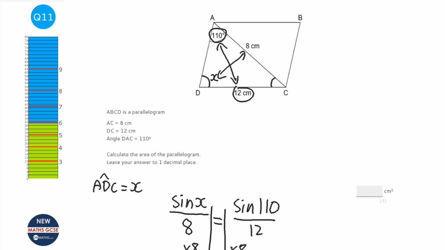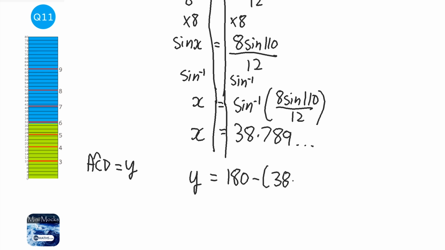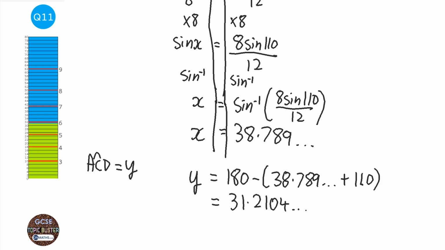Now I want to keep the accuracy if I can, so I'm going to keep that in my calculator. And then what I'm going to do is add that to the 110 to work out what this angle here is. And I'm going to call that y, so what is this, ACD. So I'm going to tell the examiner that ACD I'm going to call y, just to make it a bit easier. So y equals 180 take away 38.789 and so on plus 110. So I'm going to add 110 to that. Then I'm going to type in 180 take away the answer. So that tells me that y is 31.2104 and so on.